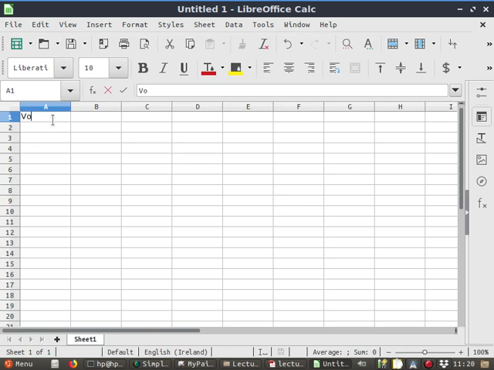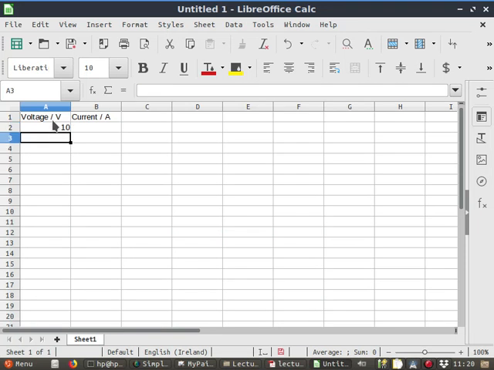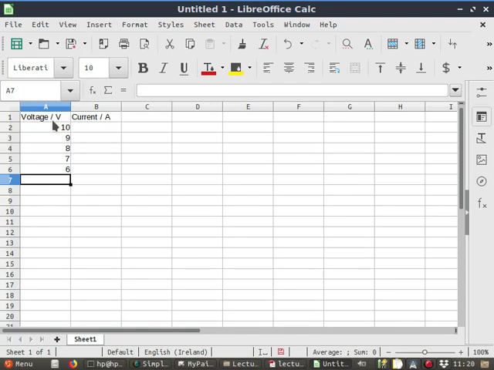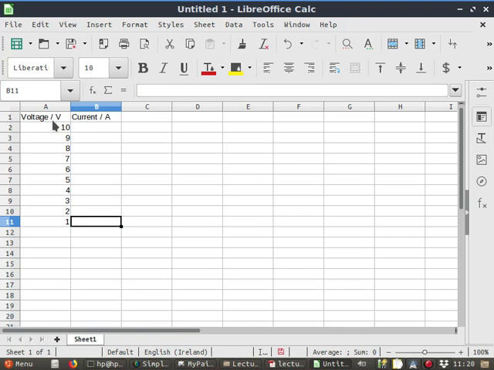There we go. First we have voltage, and we measure that in volts. Then we have current, we measure that in amps. And I think the first voltage we had was a 10. So it goes 10, 9, 8, 7, 6, isn't it? Yeah. 10, 9, 8, 7, 6, 5, 4, 3, 2, 1. And the current went 2, 4, 6. Yeah, like this, isn't it? Yeah.